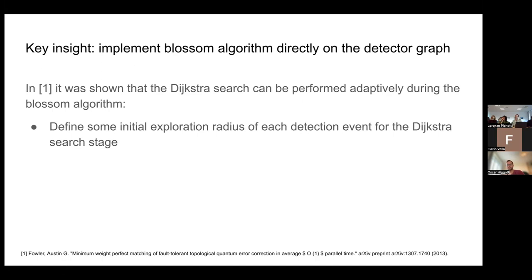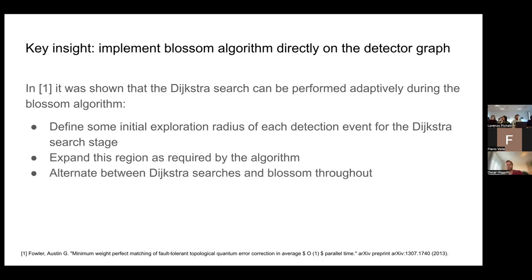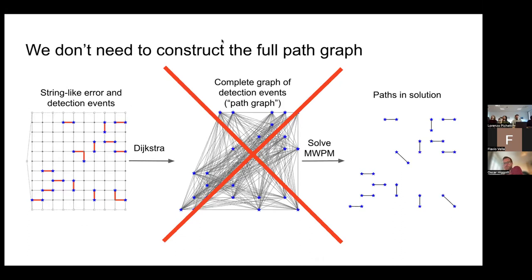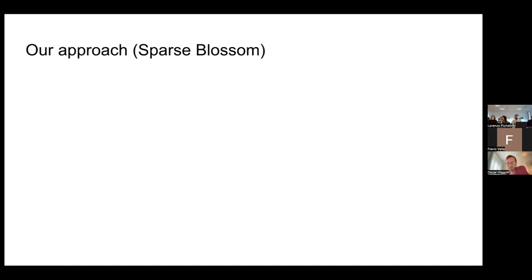So, you know, you define some initial exploration radius around a detection event for the Dijkstra search and then expand this region as required by the Blossom algorithm, and alternate between these Dijkstra searches and Blossom. So our approach is conceptually similar, but differs in many of the details. There isn't really a separate Dijkstra and Blossom step. It's just, in some sense, one algorithm. And essentially, we're just removing the explicit construction of this path graph, which results in a quadratic improvement in the expected running time, and much faster absolute running time.